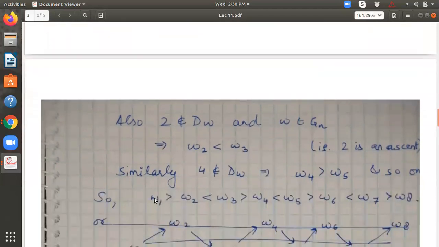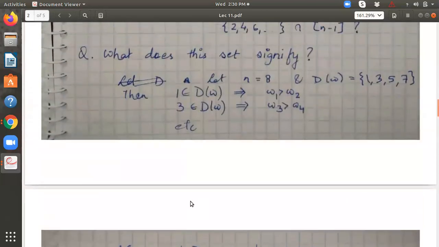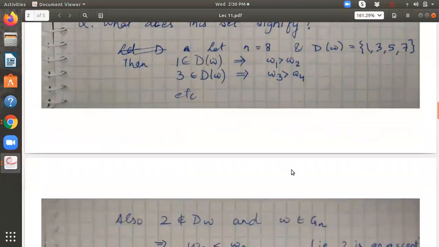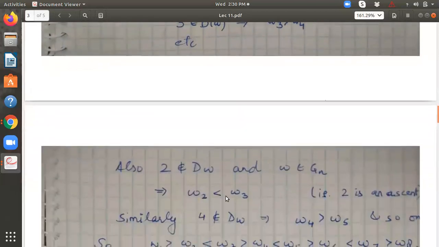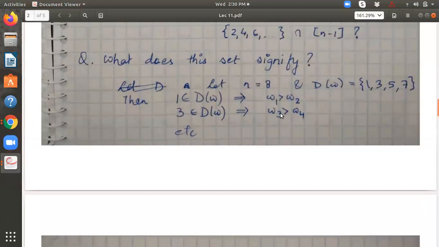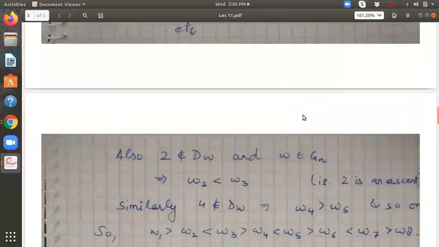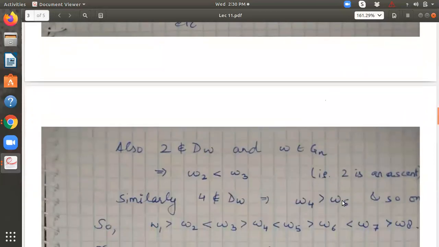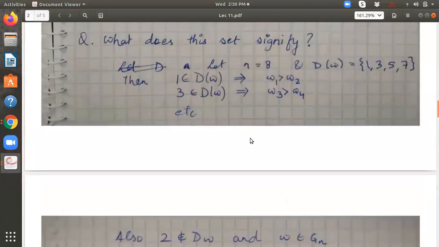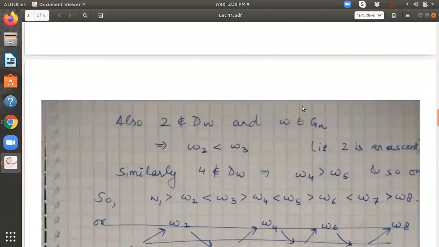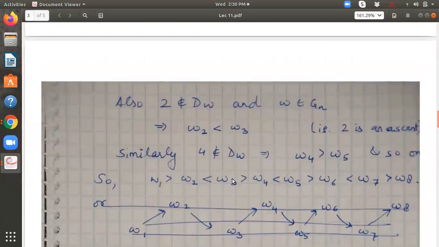So w1 was bigger than w2. Remember, w1 bigger than w2. Then w2 less than w3. Then w3 bigger than w4. Then w4 less than w5. Then w5 bigger than w6 and so on. So putting this in one line, I get that w1 is bigger than w2, less than w3, bigger than w4, less than w5, bigger than w6 and so on.